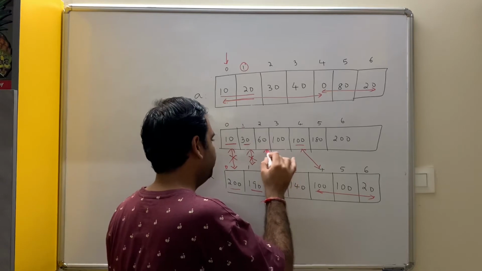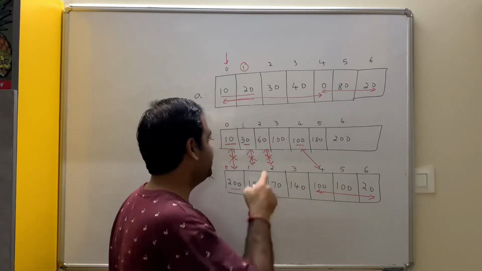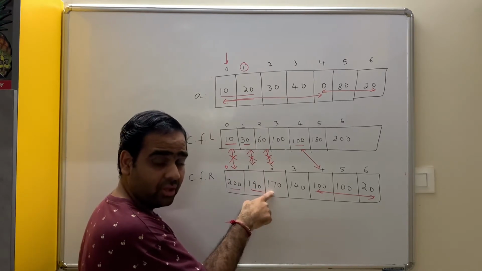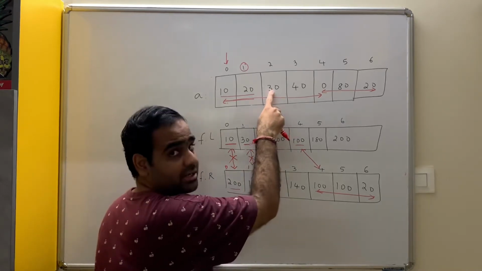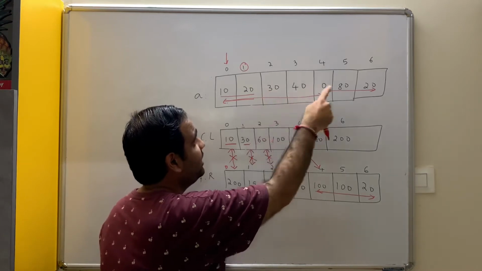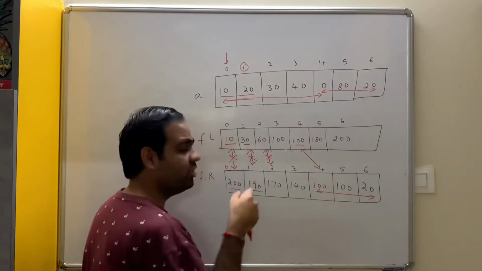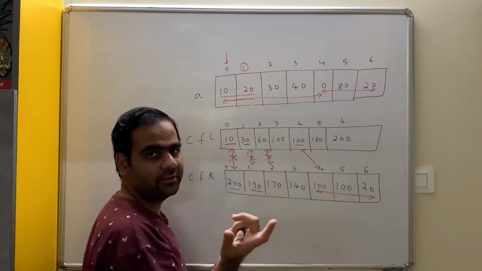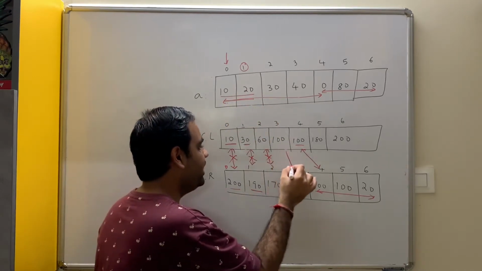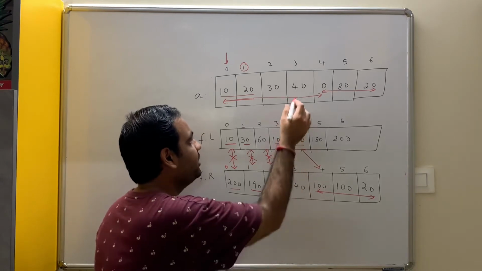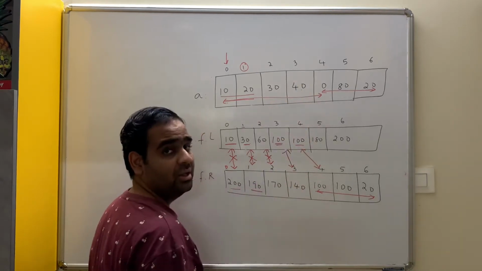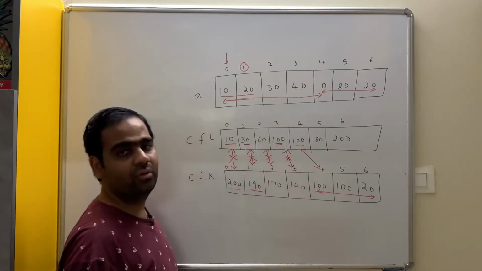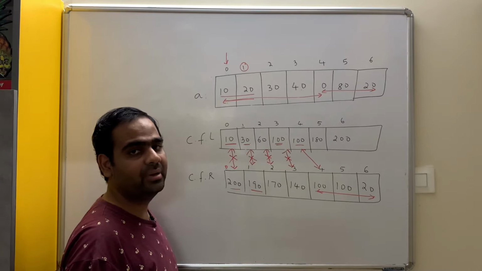Now similarly, index 2 cannot be the equilibrium index. Same explanation. The sum of RHS of 2 including index 2 is 170: 30 plus 40 is 70, 70 plus 80 is 150, plus 20 is 170, and the sum of LHS, 30 plus 20 plus 10, is 60. Now the sum from the LHS for index 3 including index 3 is 100. The sum from RHS including index 3 is 140. Therefore, this is also not an equilibrium index.